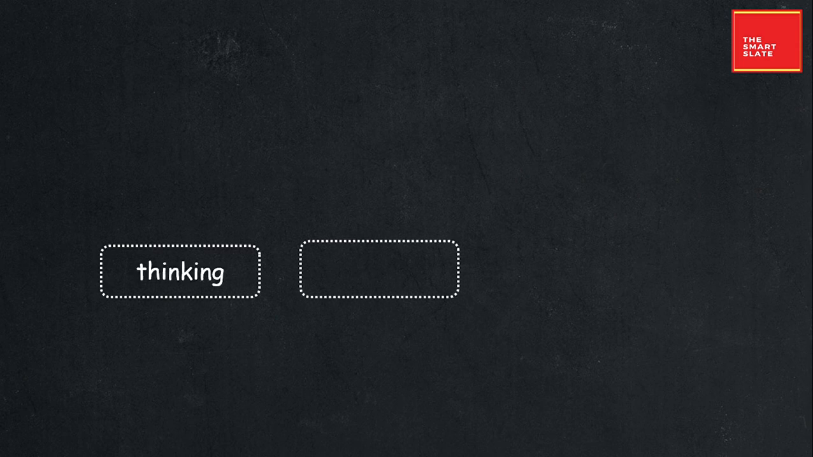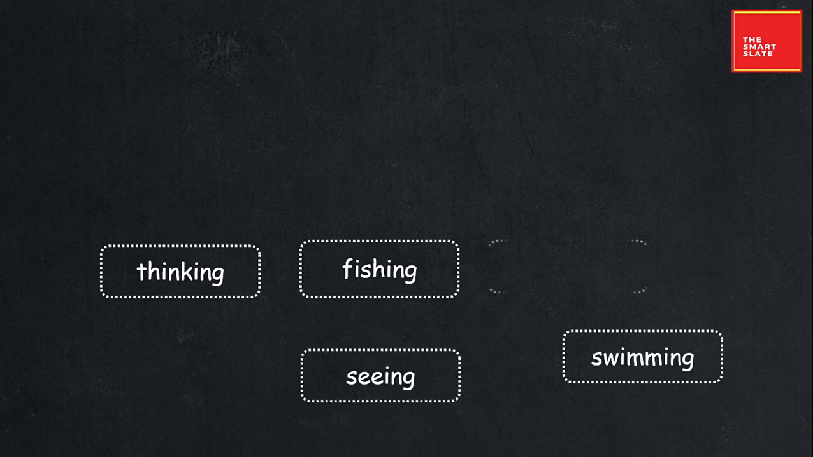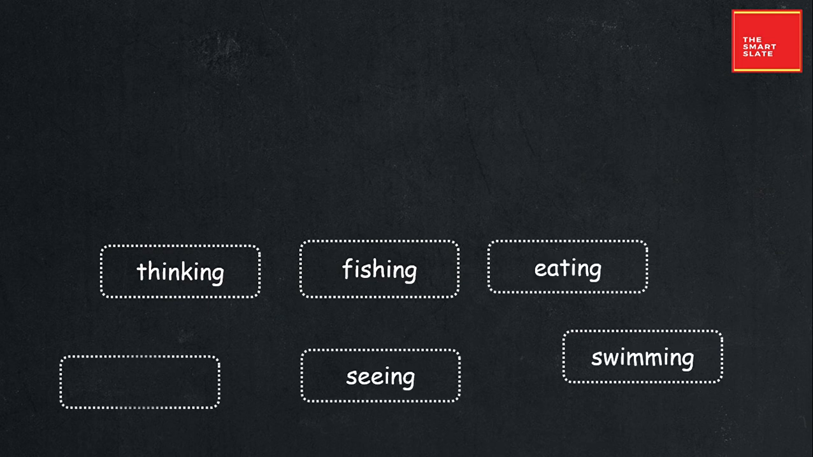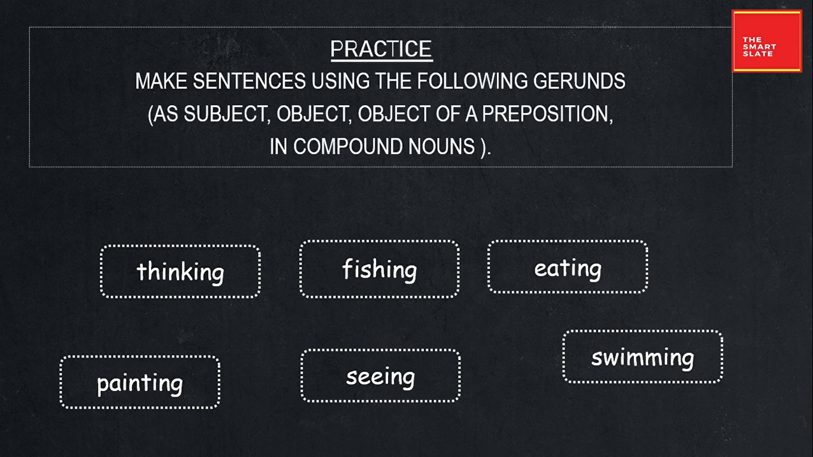It's time for you all to practice. Here are a few words: thanking, fishing, swimming, seeing, eating, and painting. What you have to do is make sentences using these gerunds. You have to make sentences with the gerund as subject, as object, as object of a preposition, and in compound nouns. Try to make sentences and write them in the comment section.